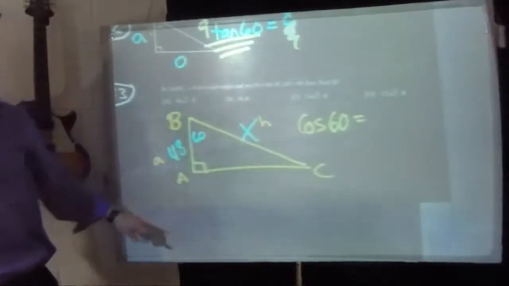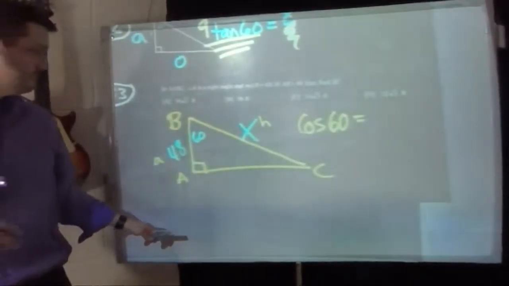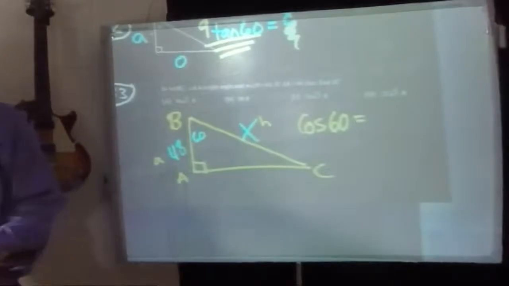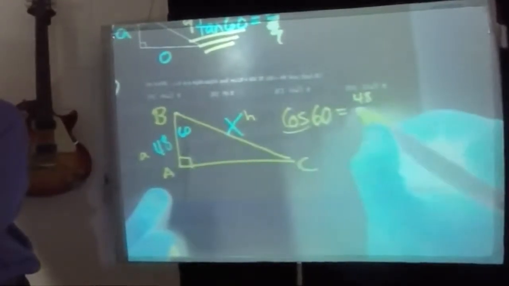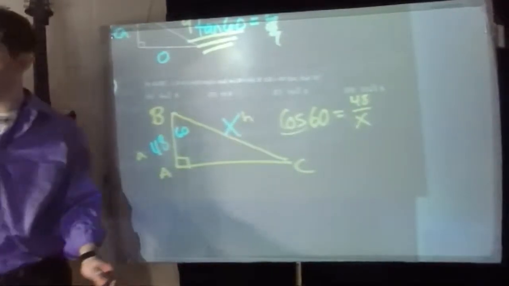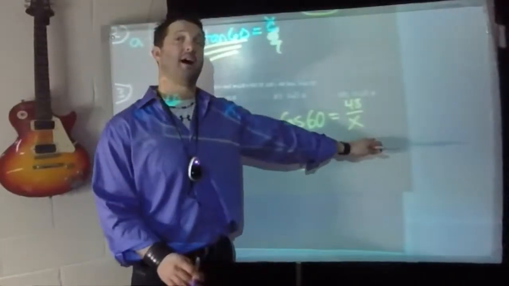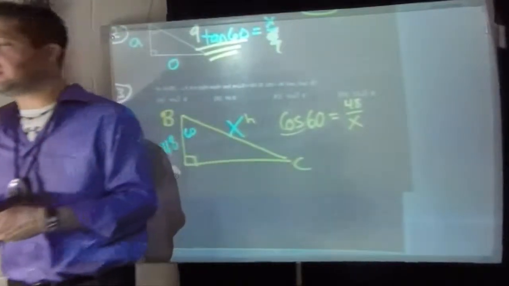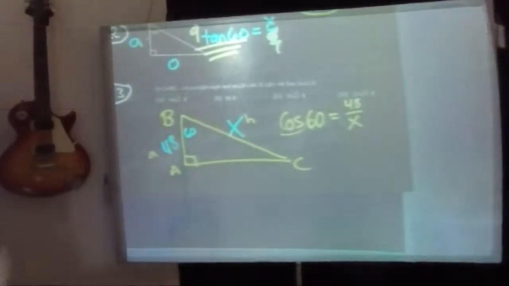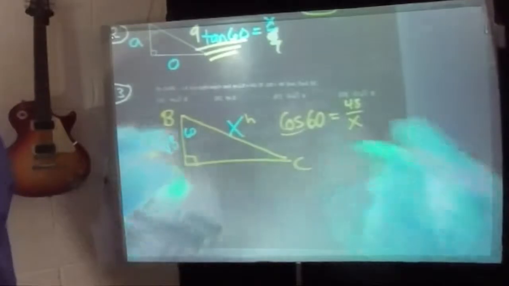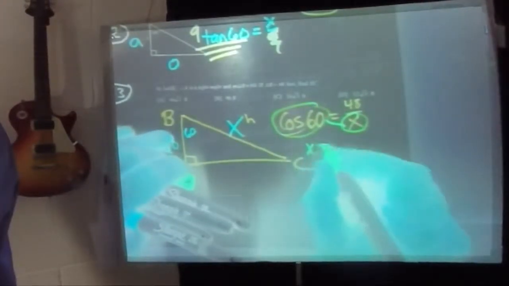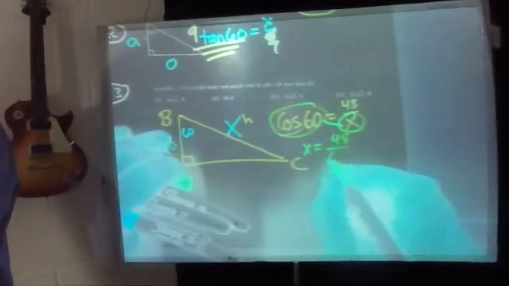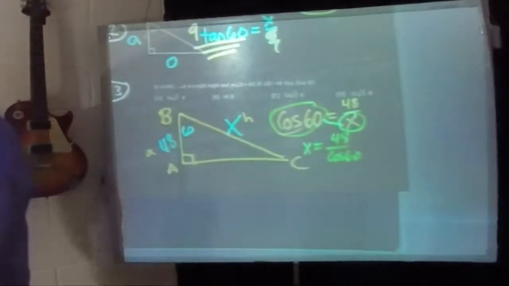Looks like you put sine 60 instead of cosine. Cosine 60 though. 48 over X. X is on bottom. What is the trick when X is on bottom? Just swap. We just swap it. So if a number's on bottom, bring it over. If an X is on bottom, swap spots. I like to circle them and swap them. X is 48 over cosine 60.